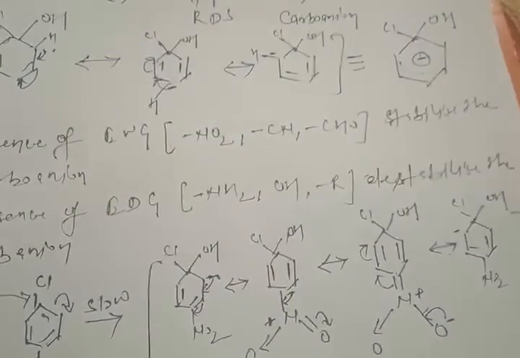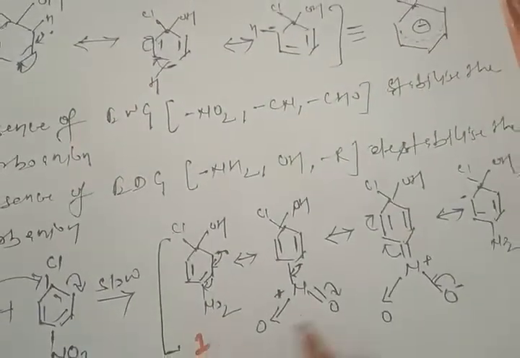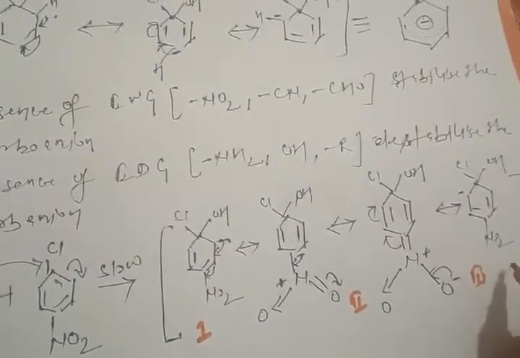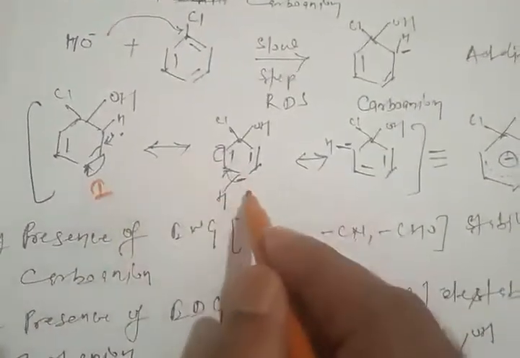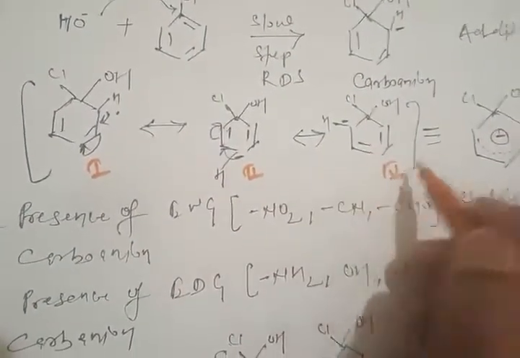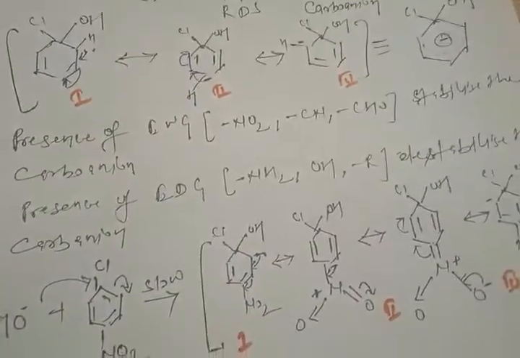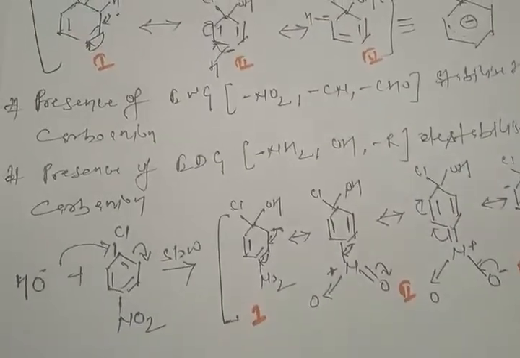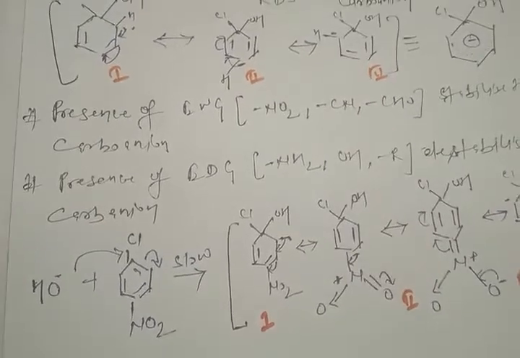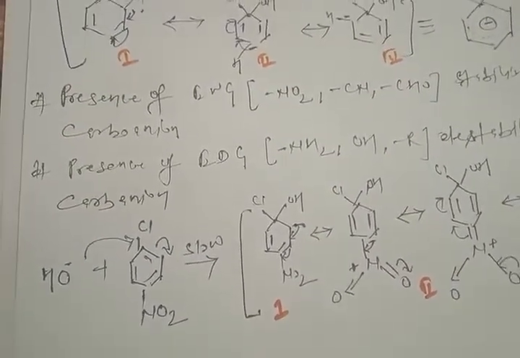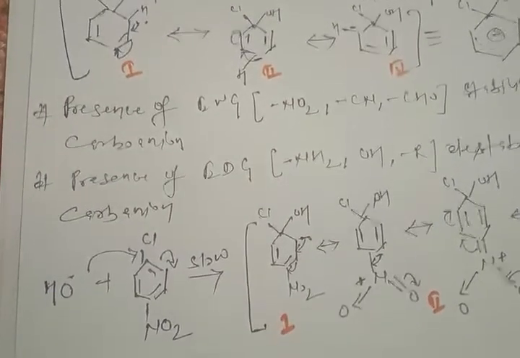As you can see that here we have first, second, third and fourth structure. In this case we have first, second and third structure. So higher the number of resonating structures, higher will be the stability. So NO2 presence will certainly enhance the reactivity of this chlorobenzene. So this is the difference of addition reaction.